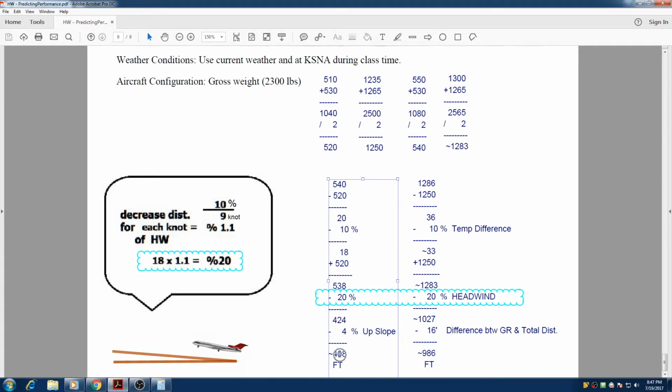So what is the difference between this 408 and 538? The distance is only 16 feet, right? If you use the calculator, you see that this distance is 16 feet less than this. So we have to decrease our total to clear by 16 feet. So we subtract 16 feet from 1027, and we get 986 feet for our total to clear.